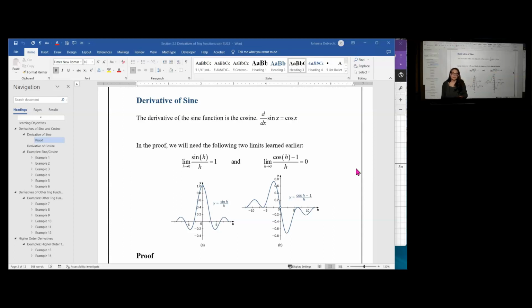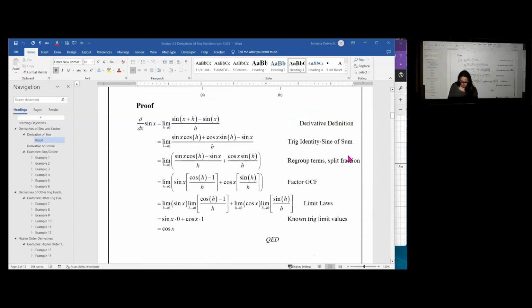Now, when you think about the sine graph, you could have drawn the derivative from the graph of sine, and you would have noticed probably that it looked a lot like cosine. But let's prove that now. Here's the proof that the derivative of sine is cosine. We start, as always, with the definition of the derivative, which is the limit of the difference quotient. We're choosing to use the x plus h form of the difference quotient.